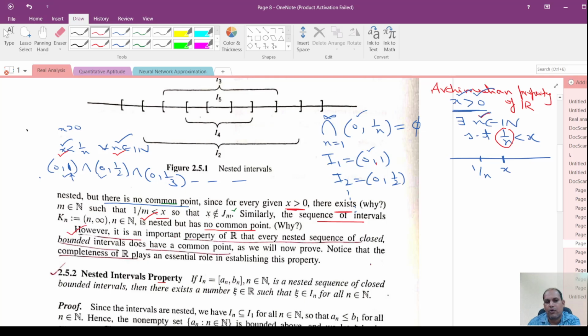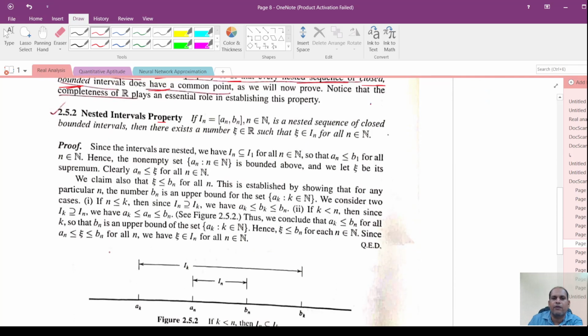However, it is an important property of real numbers that every nested sequence of closed and bounded intervals does have a common point. So we have our answer to the question of under what condition there will be at least one element common to all such nested intervals. If the nesting sequence of intervals consists of closed and bounded intervals, then as per the nested interval property we have at least one element. That is the statement of the nested interval property: if In equal to [an, bn], where n belongs to N, is a nested sequence of closed and bounded intervals.